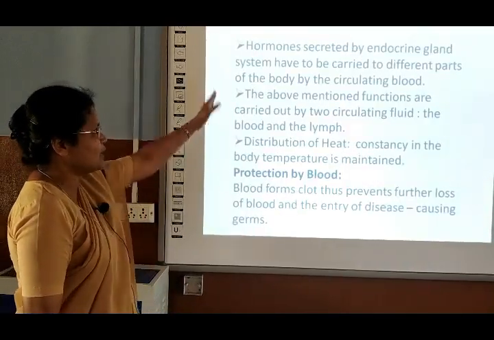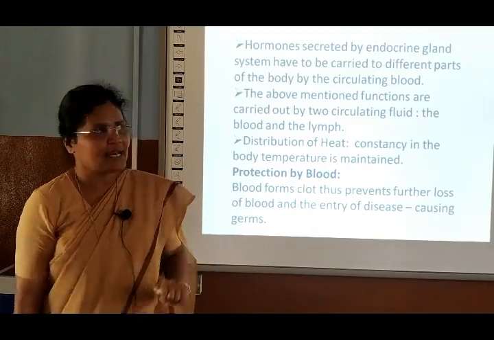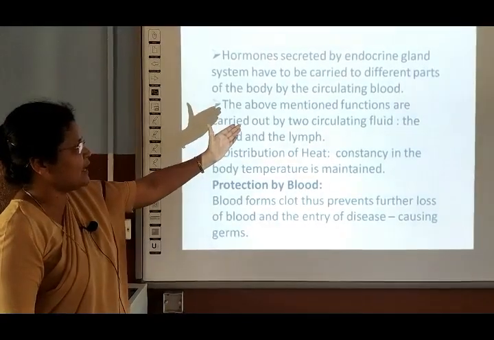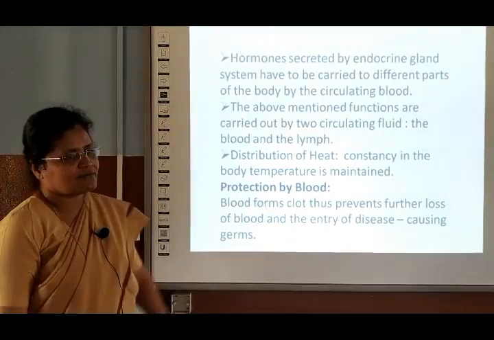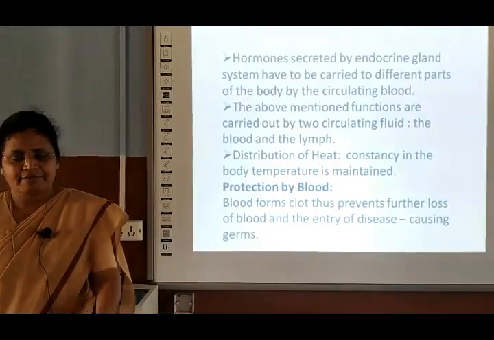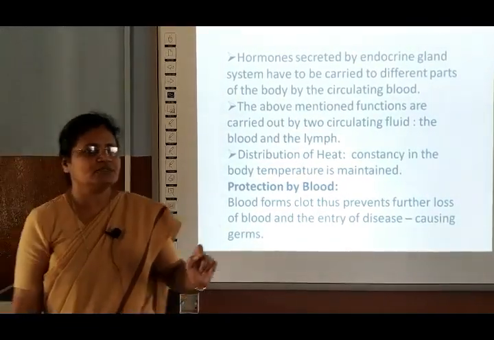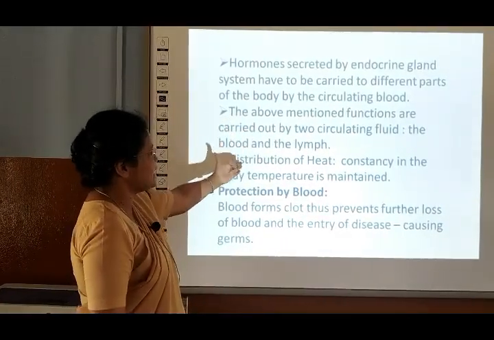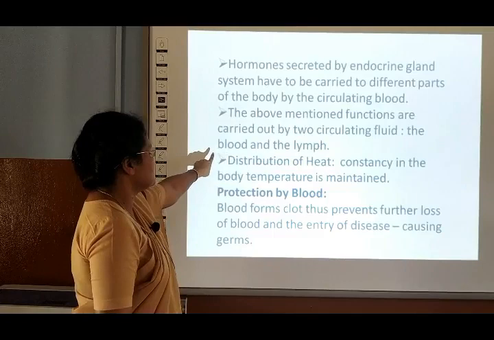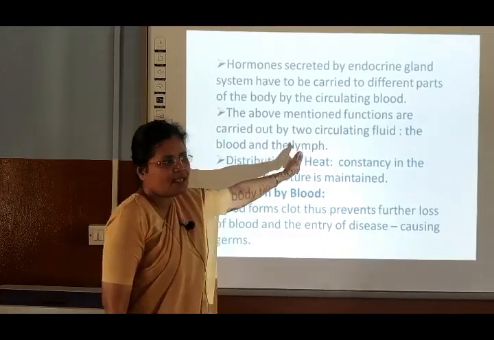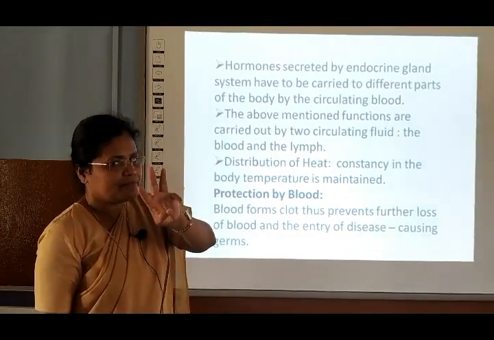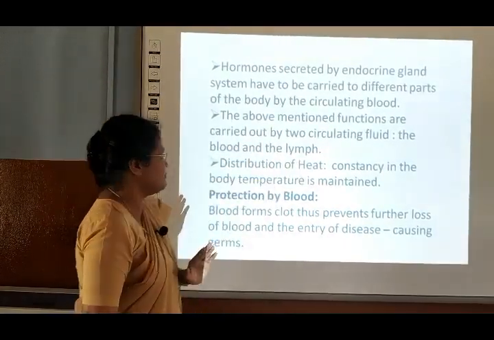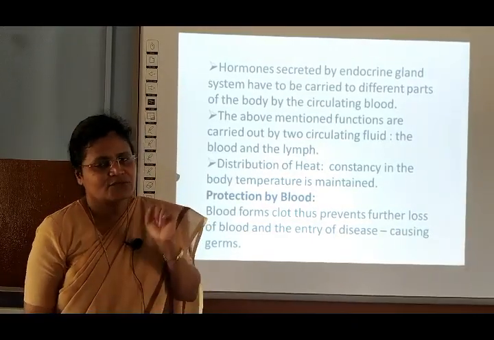Okay. Now, similarly, you have the hormones. I will teach you the endocrine gland system, where the hormones secreted by the endocrine glands have to be carried to different parts of the body by the circulation of blood. You will understand still better when I teach you the endocrine gland system. Then the above mentioned functions are carried out by two circulating fluids, that is your blood and the lymph. When I teach about the three types of fluid, and about the blood and the lymph, what is the difference, you will understand better. I will teach you what is lymph, what is blood.